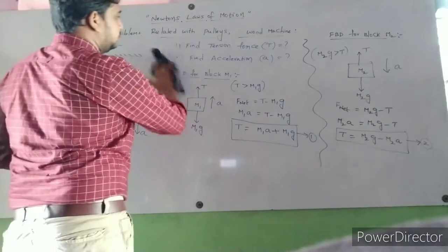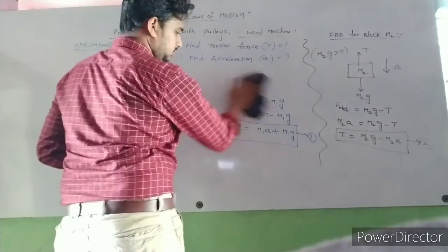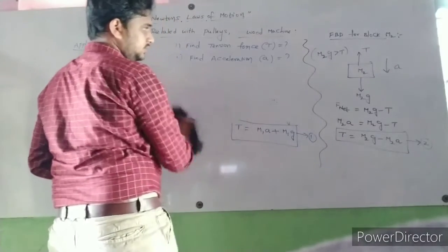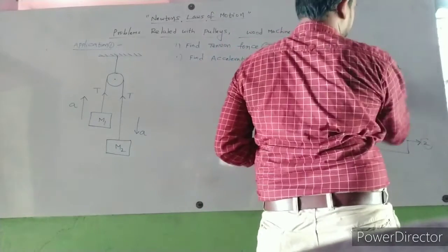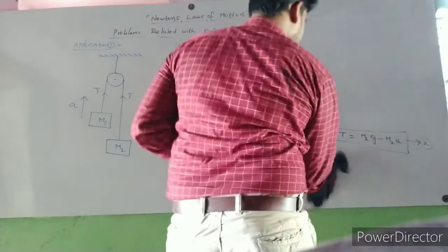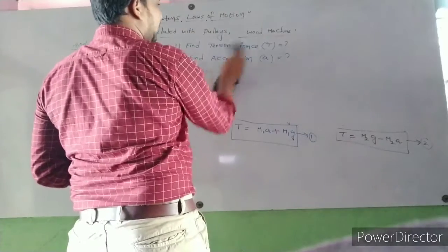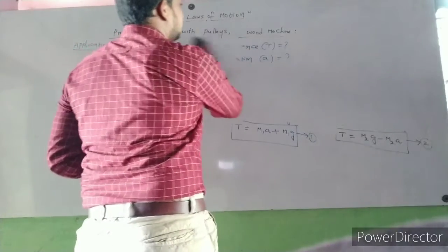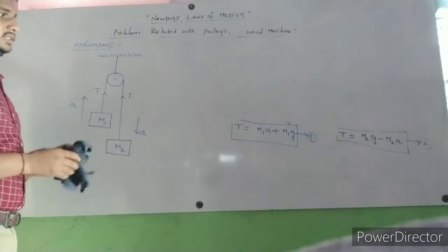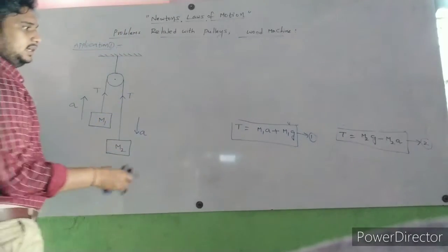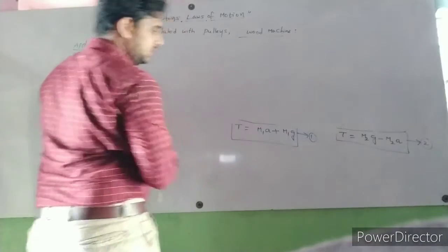From 1 and 2, this is the first equation, this is the second equation. Okay, so we need to find tension, force and acceleration, is it or not? Right? Tension, force and acceleration. So this is a diagram, first equation and second equation.